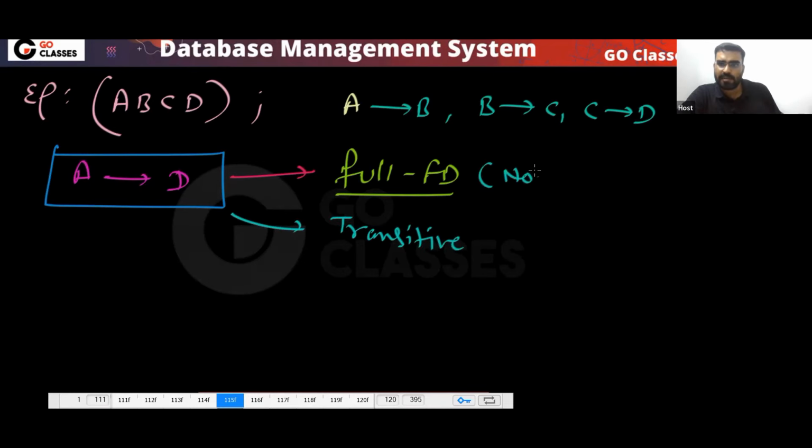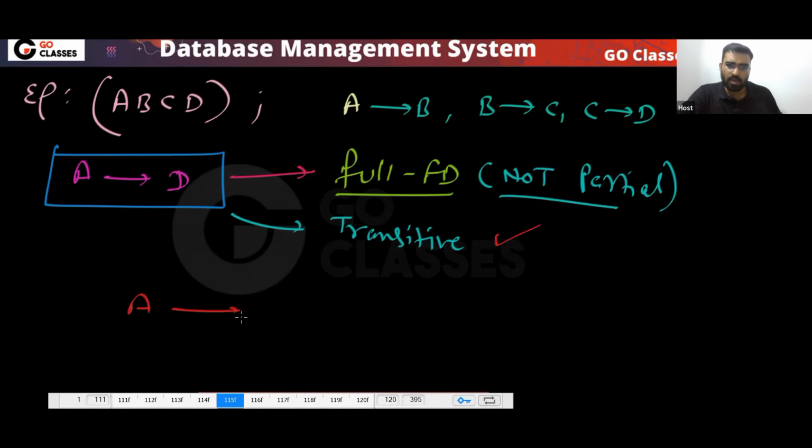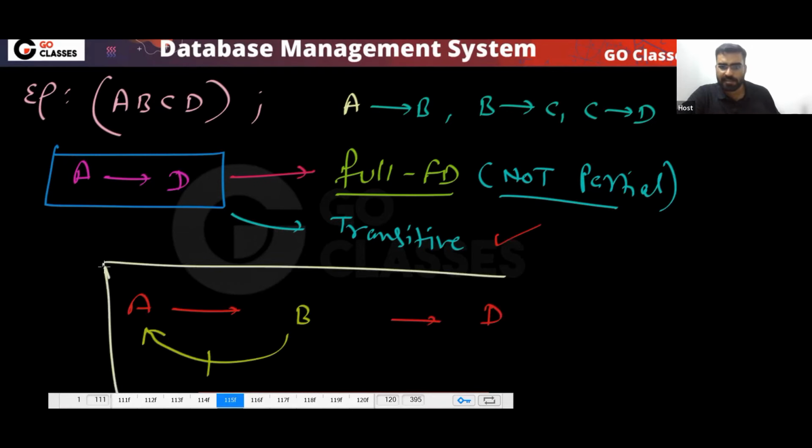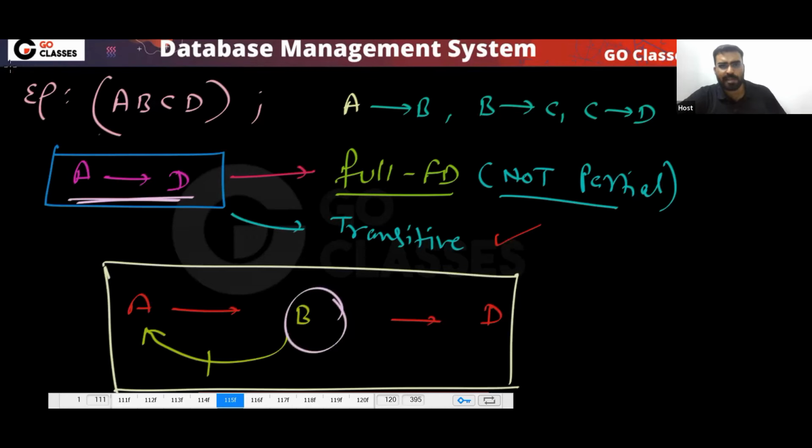So this is not partial, you can notice. And here this is transitive. Why is this transitive? Because A can determine D, and you can put B here, the middleman. So everything is picture perfect. Is this clear? Let me know. So A determining D is transitive because there is a middleman you can put.